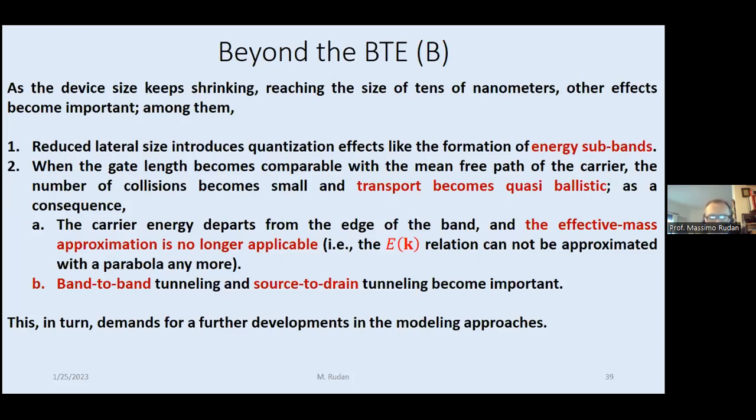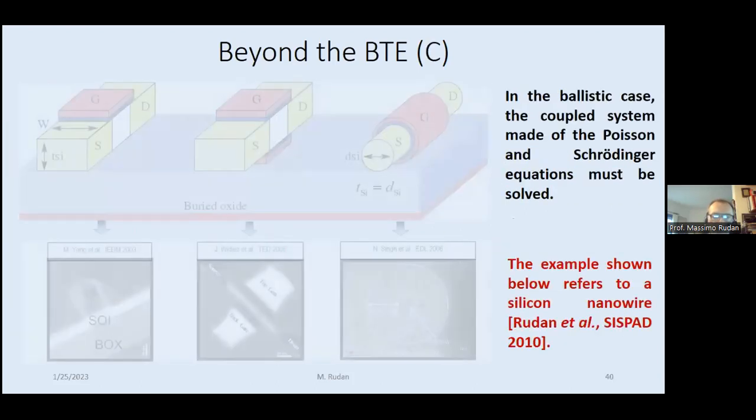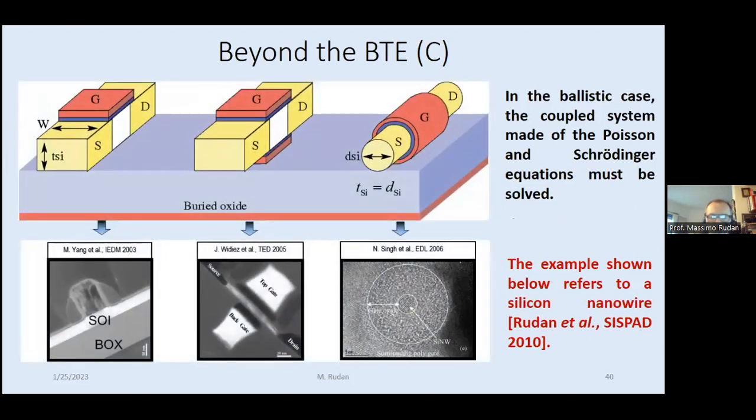And finally, since the extension of the device is very small, we may also have tunneling, either of the band-to-band type or of the source-to-drain type across the device. And this needs more and more sophisticated tools for the description. In the following, I'm giving just one example before concluding the presentation.